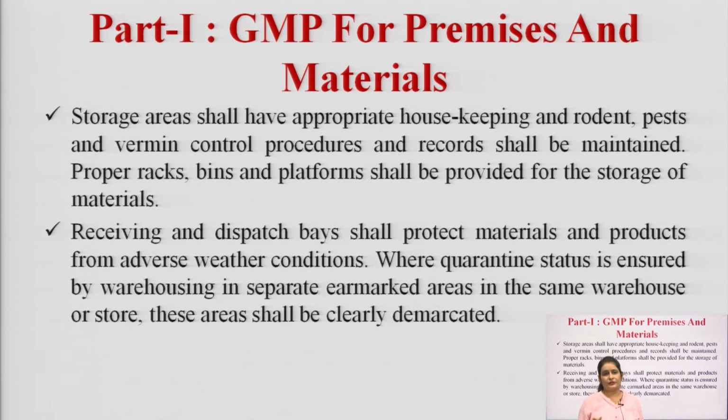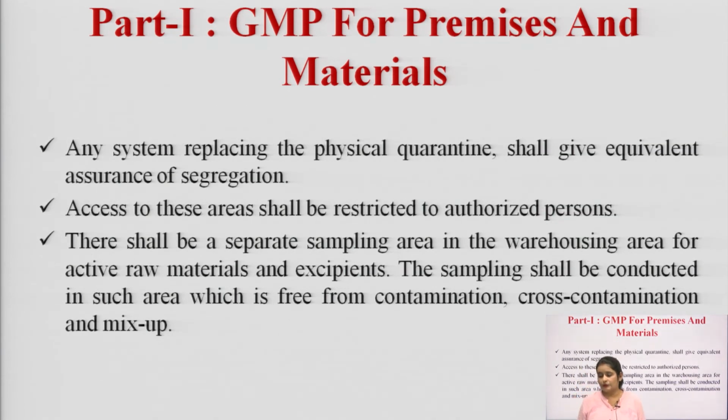vermin control procedures. The record shall also be maintained. Proper racks, bins, platforms shall be provided for storage of materials. Receiving and dispatch bays shall protect material and products from adverse weather conditions, where quarantine status is ensured by warehousing in a separate marked area in the same warehouse or store, where the area shall be clearly differentiated categorically. Okay. So, any system replacing the physical quarantine shall give equivalent assurance of segregation.